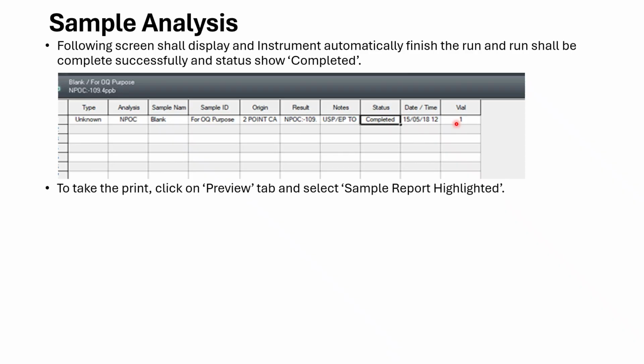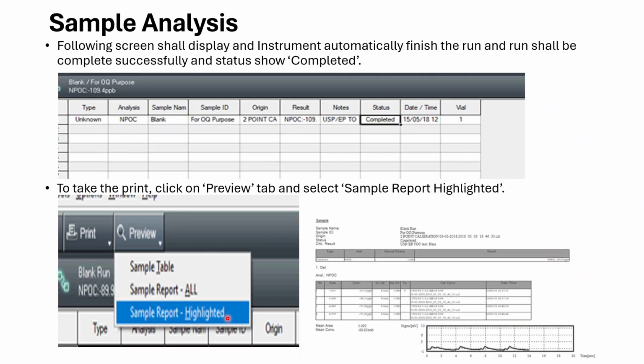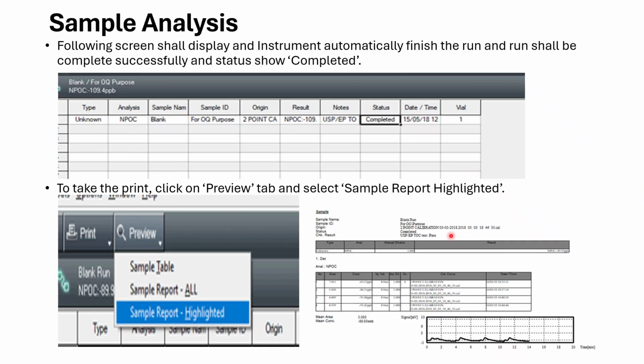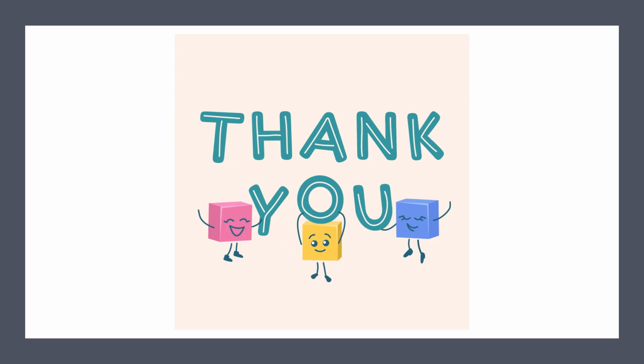And now if you want to check the report, what your results are, then in the preview option you need to select the sample report highlighted, and once you click on this, you will get the report of the analysis you have performed for the TOC analysis, right? So friends, this is all about the TOC analyzer operation, that is how to start up the instrument, that means initialize the instrument, how to shut down the instrument, and how to perform your sample analysis, right?